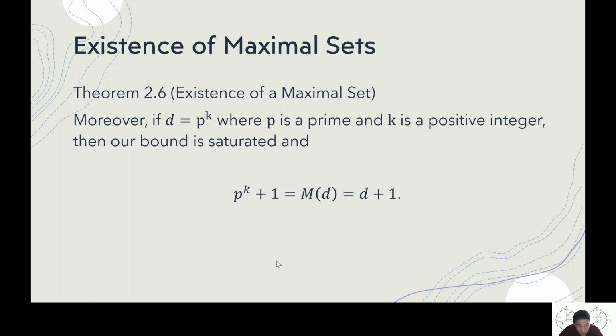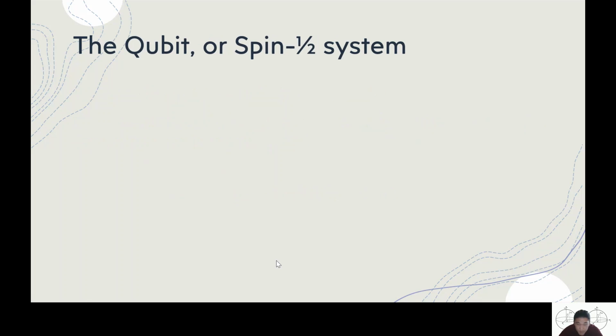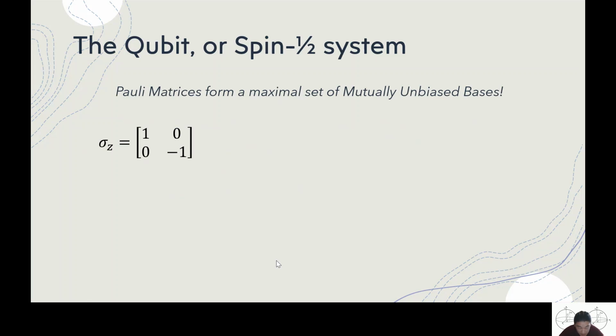Okay, before we move on, let's look at another example. We know 2 is a prime power, 2 to the 1. So let's look at C squared. For our quantum theorists, I bring your attention to the qubit or the spin half system. In C2, it turns out the Pauli matrices actually form a maximal set of mutually unbiased bases. So as a reminder, the Pauli matrices are sigma z, sigma x, and sigma y.